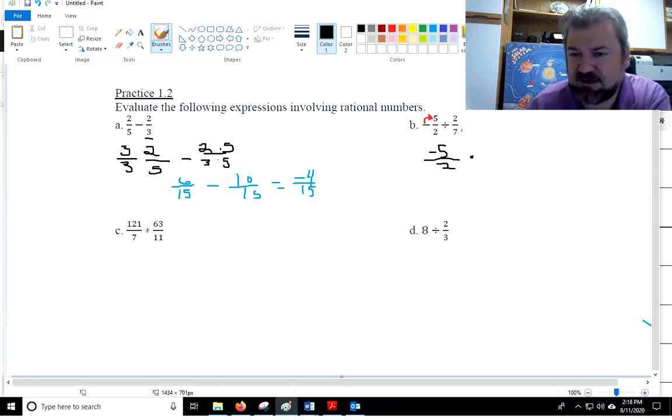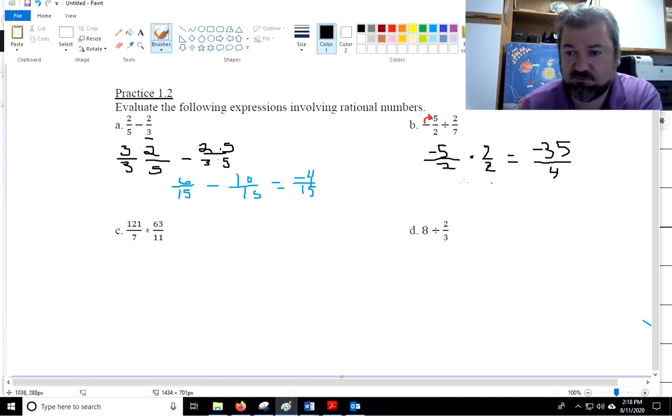Keep the first number the same, change the division to multiplication, flip the second number. And I get -5 over 2 times 7 over 2. Nothing's going to reduce right now, so I just multiply across the top. 5 and 7 is 35. And 2 and 2 is 4. And if nothing reduced before, nothing's going to reduce afterwards, with multiplication, that is. So we're done.